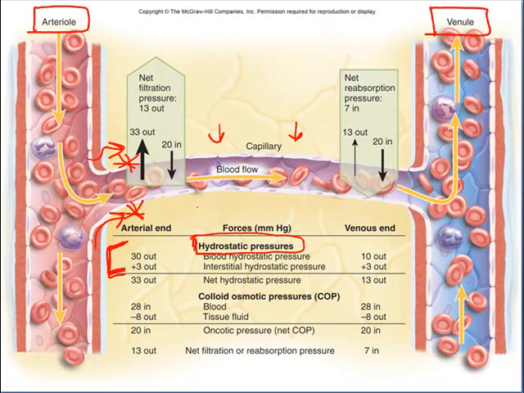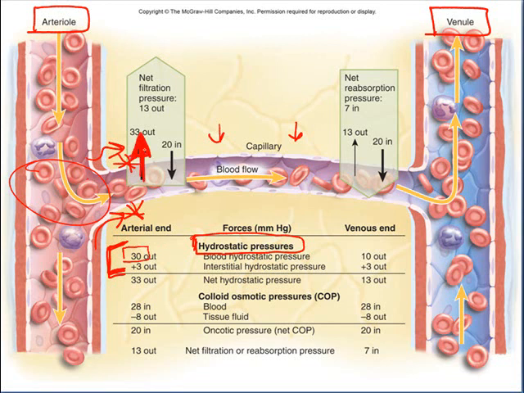Now, if we look at the hydrostatic pressures, there are two different pressures coming into play here. One is the actual pressure of the blood, and that's due to the ventricle contracting and the aorta expanding and recoiling, all that good stuff. All of that contributes to blood pressure, or blood hydrostatic pressure. On the arterial end, we can measure that as being about 30 millimeters of mercury pushing outward.